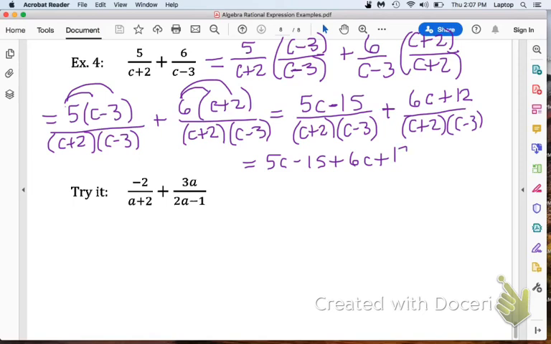This gets to be quite a lot of work, people. I don't know what I'm doing here. I don't know. And it is (c plus 2)(c minus 3).